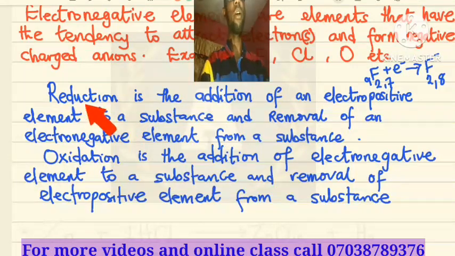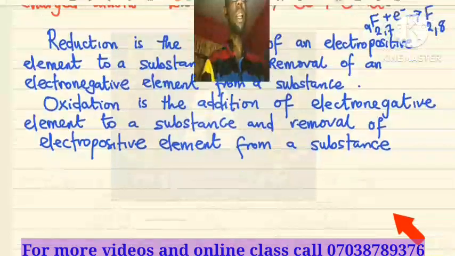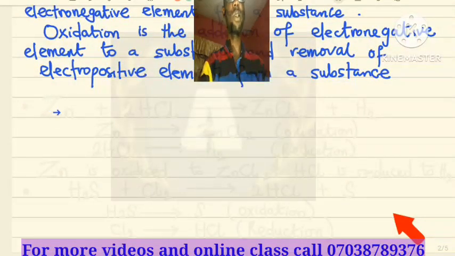I repeat, reduction is the addition of an electropositive element to a substance and removal of an electronegative element from a substance, while oxidation is the addition of an electronegative element to a substance and removal of an electropositive element from a substance. All right, now let's look at this illustration to buttress our definition for oxidation and reduction in terms of addition or removal of electronegative element.